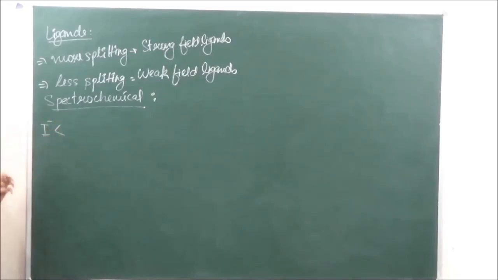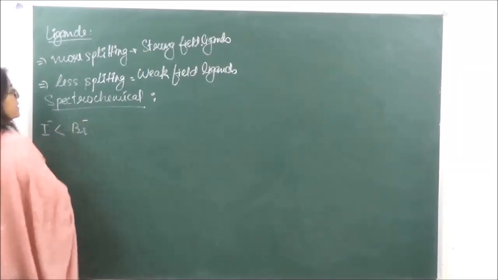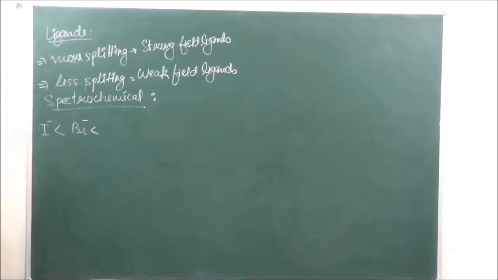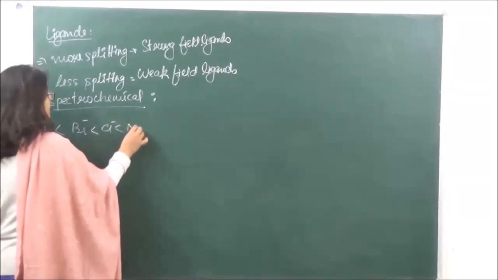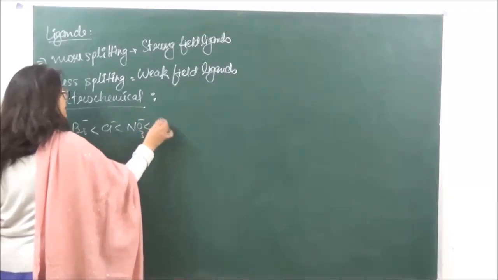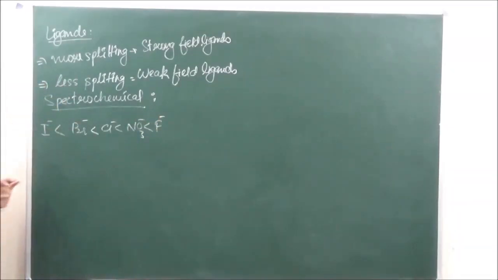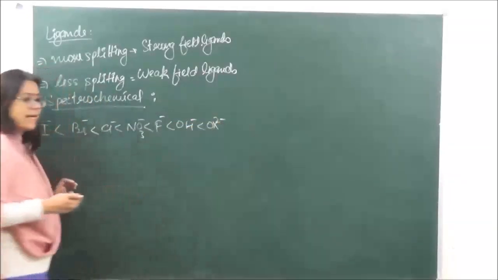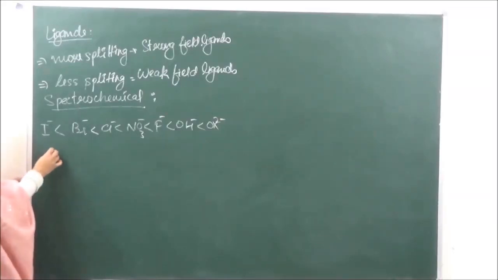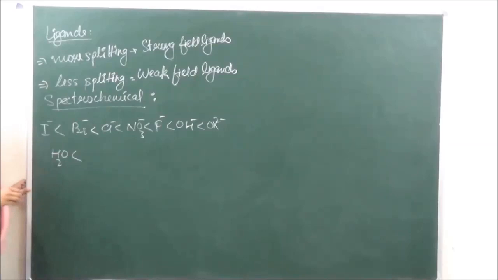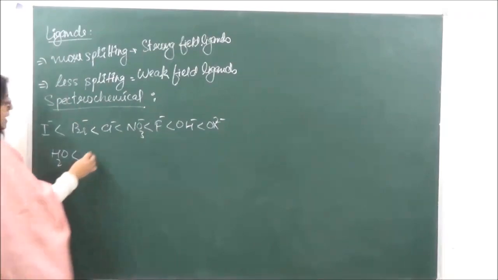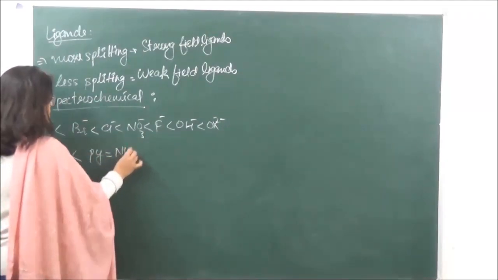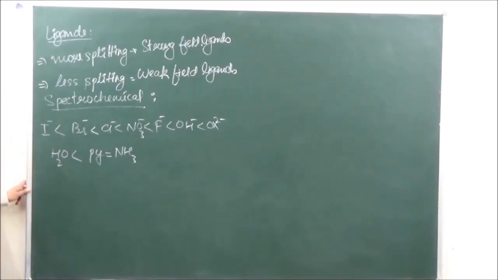We are going from weak field to strong field. So iodide is the weakest field ligand. Then we have bromide, then chloride, nitrate, F negative, after that OH negative, oxalato. After oxalato is H2O. H2O is generally taken as the center. So after H2O, all the strong field ligands are going to begin. So we have H2O, then pyridine, which is going to be equal to ammonia over here.